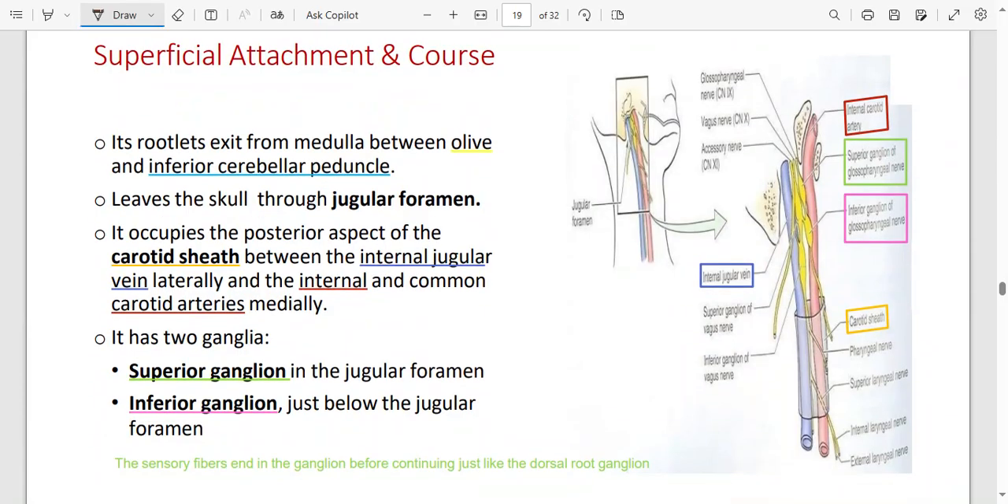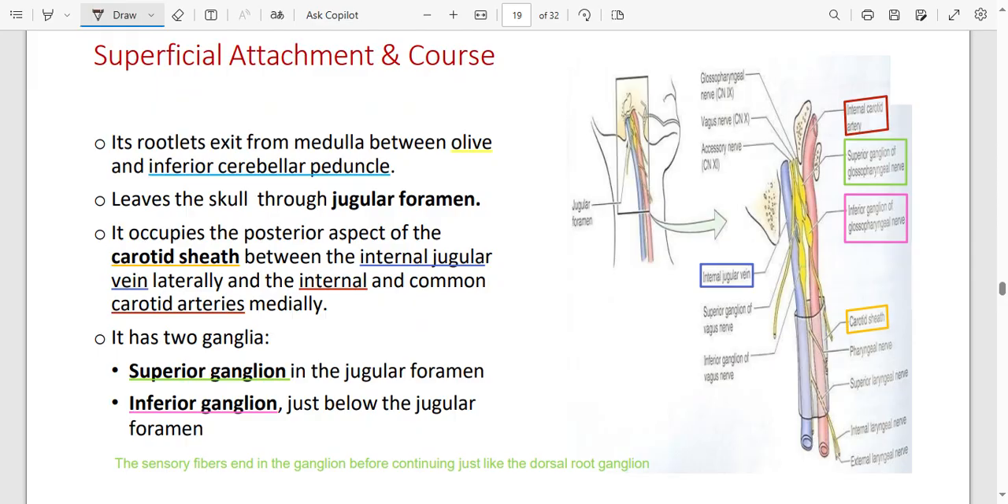It has got two ganglia, the superior ganglion, which is in the jugular foramen, and then the inferior ganglion just below the jugular foramen. This nerve actually leaves the skull via the jugular foramen, right? And its rootlets exit from the medulla between the olive and the inferior cerebellar peduncle. Remember, between olive and inferior cerebellar peduncle. I've been showing the olives, right?